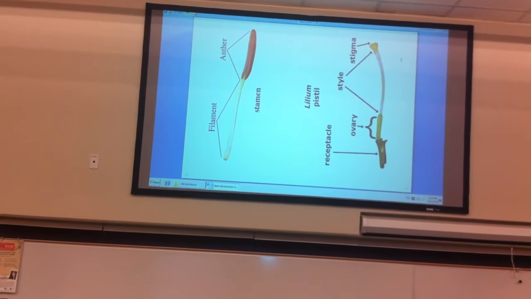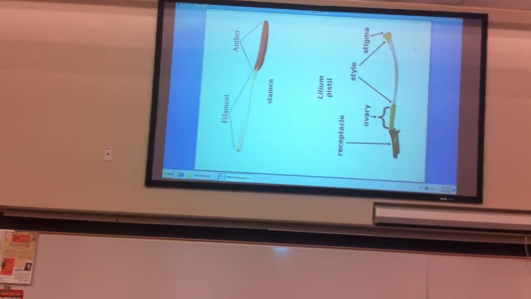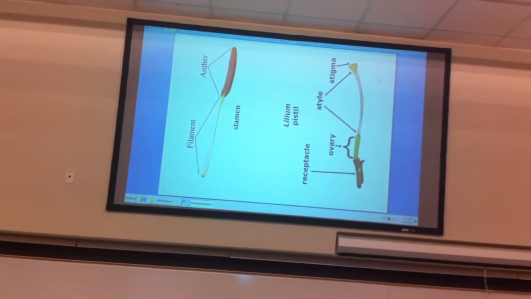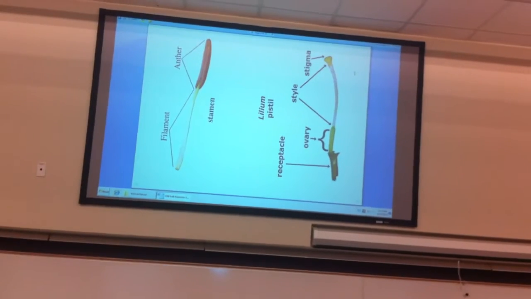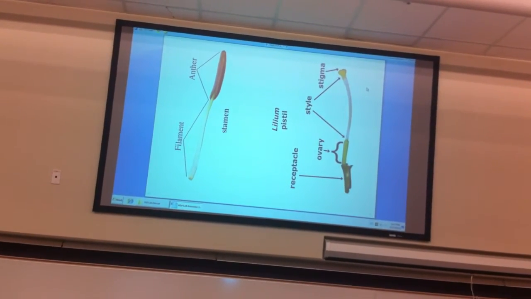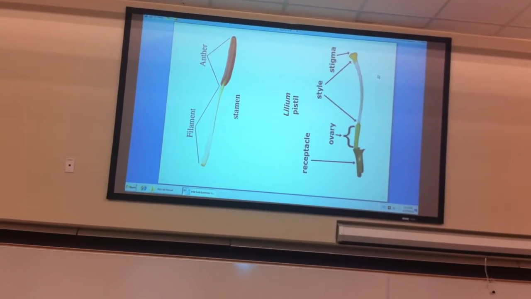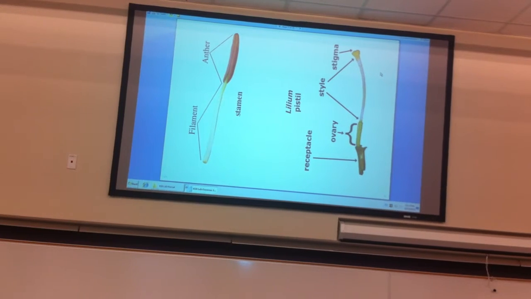Okay, wait, what just happened? Okay, receptacle. Do we need to know receptacle or no? The receptacle comes into play when you're covering fruits, because in some fruits like strawberry, the receptacle forms the fruit tissue. So the receptacle is where you have all the other flower parts attached. The whole thing is called the pistil.